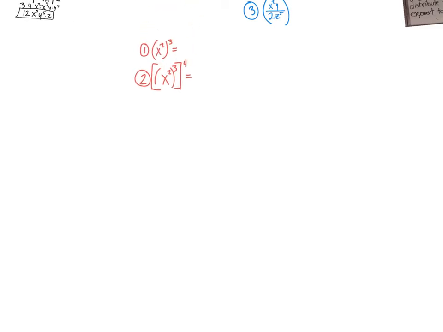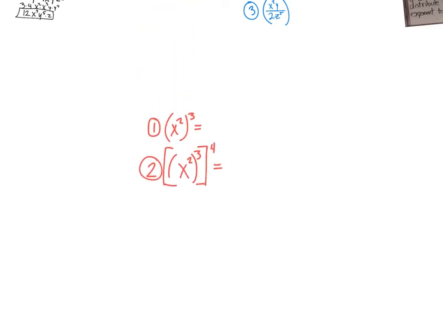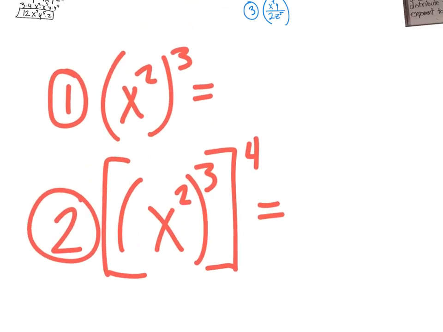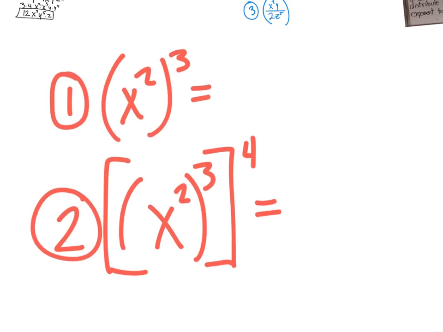Let's move on to rule number 2. When you have a power to a power, you multiply. So we have 2 examples right here. I hope you guys are keeping up. So rule 2 says a power to a power, you multiply. So what's this answer going to be?